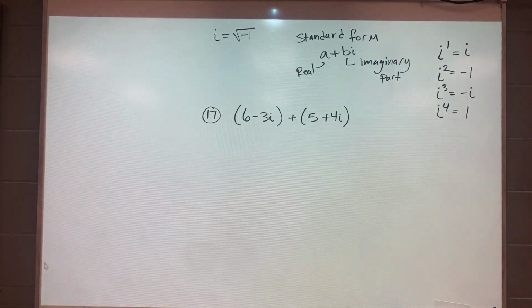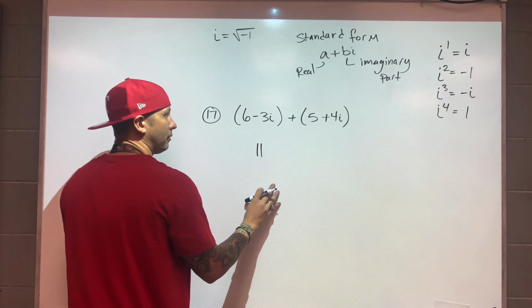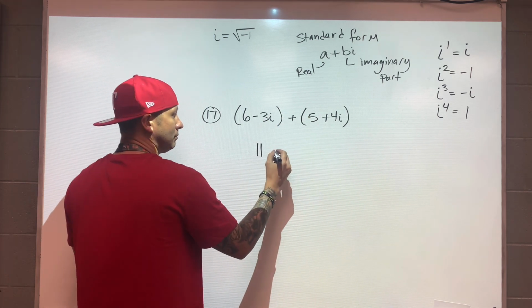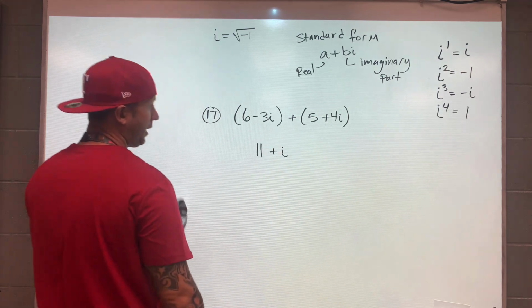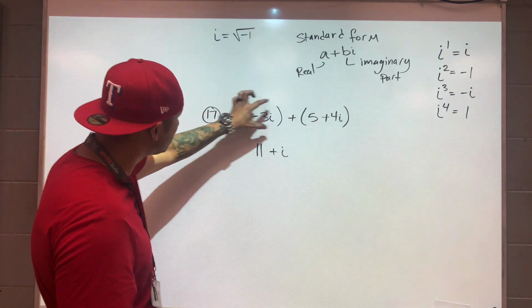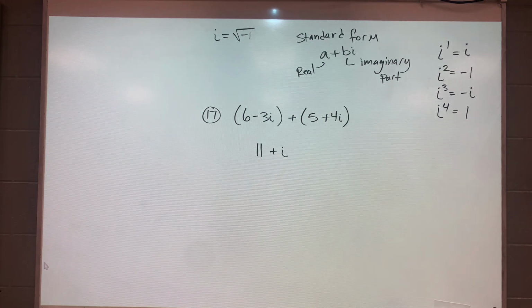So we're just combining like terms essentially, right? The real part plus real part, imaginary part plus the imaginary part. So 6 plus 5 is 11. -3i plus 4i is just 1i. There it is, 11 plus i. When you add together two complex numbers, you get a complex number. The real part's 11 and the imaginary part is i.